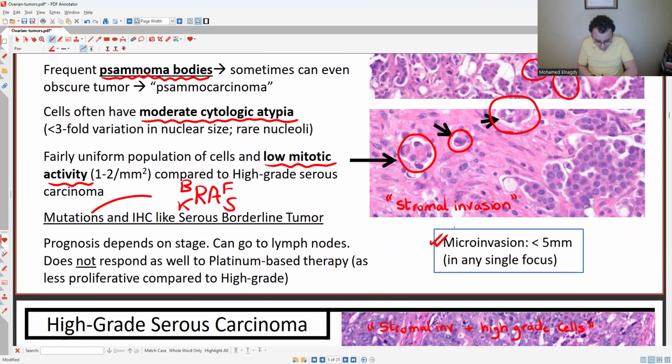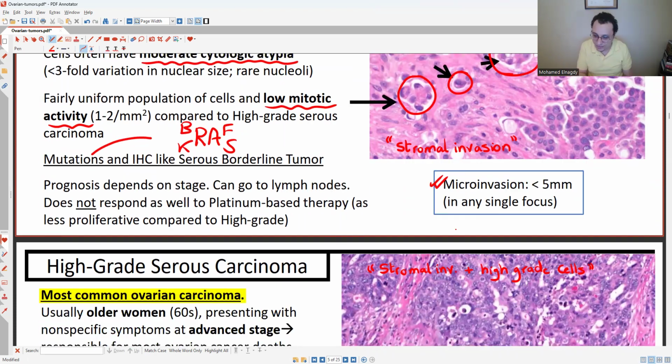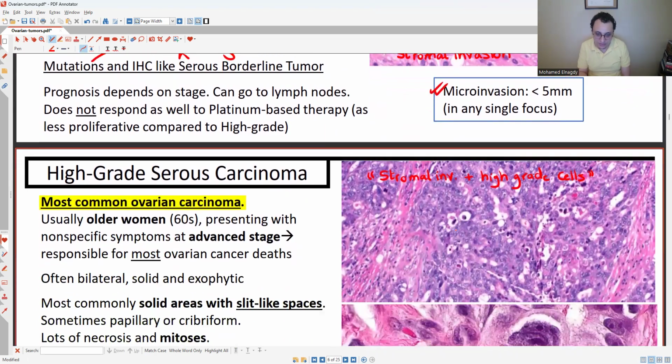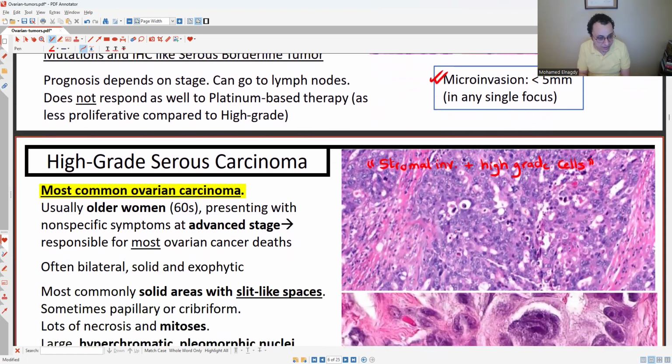Sometimes the invasion is actually a micro-invasion. What's the meaning of micro-invasion? Less than 0.5 centimeter. We get used to that. We had also micro-invasive cervical carcinoma, if you remember, where the area of invasion is just less than 0.5 centimeter. Sometimes some of the clinicians actually consider this as non-invasive.